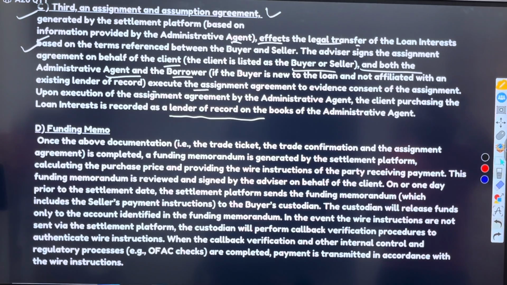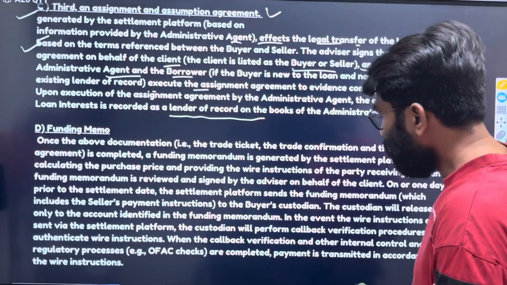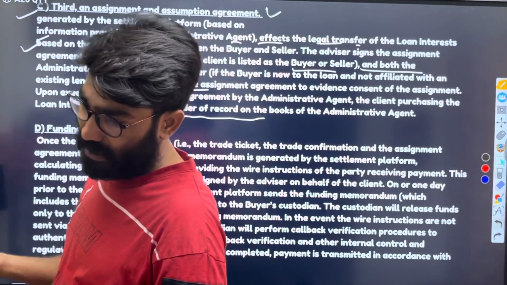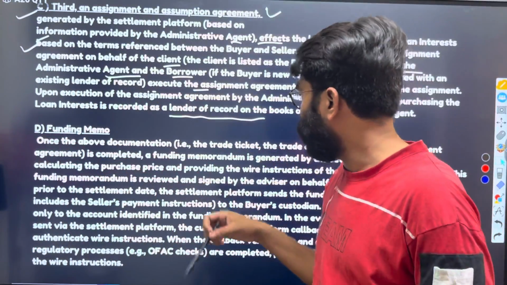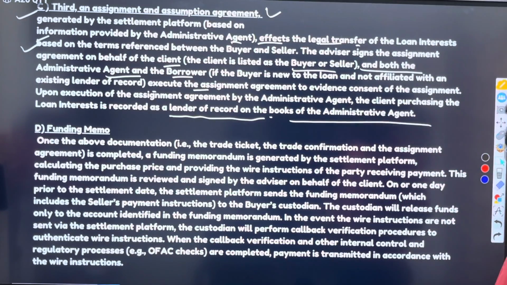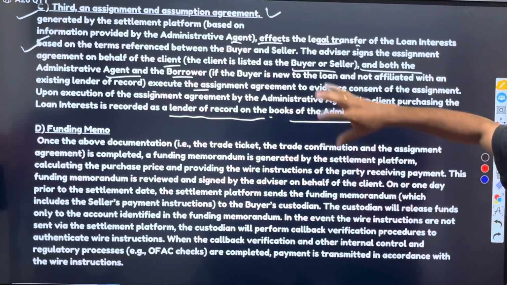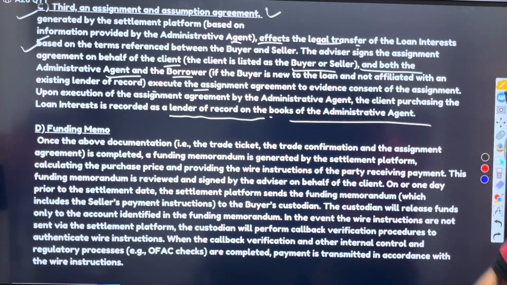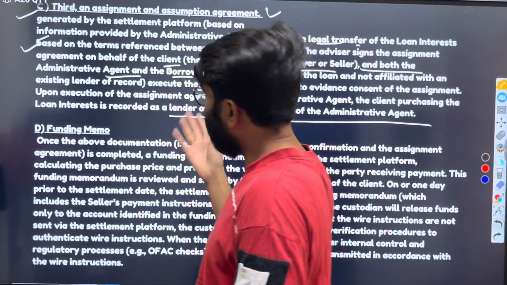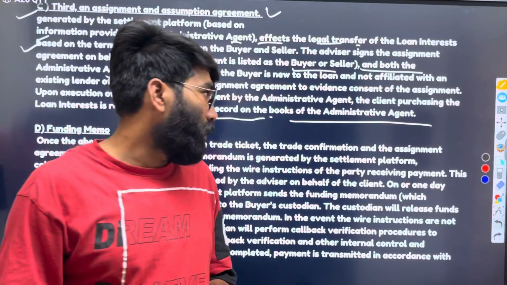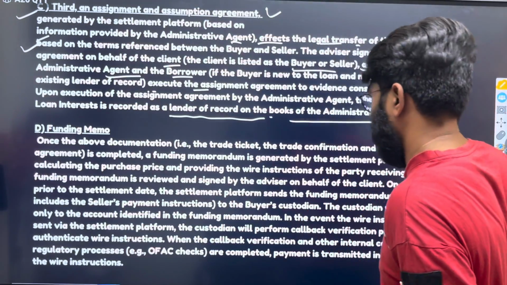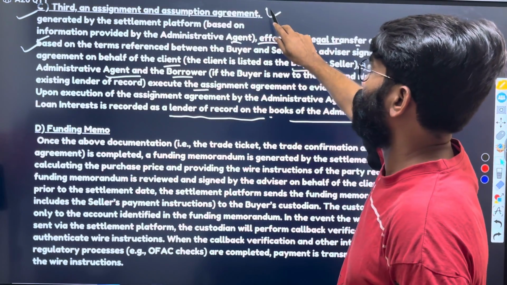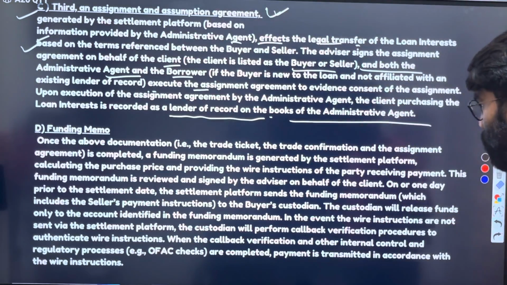So very, very important: the assignment agreement defines the lender of record and the borrower of record as well. The client purchasing the loan interest is recorded as a lender of record. If someone is lending money to you, you need to pay interest to that lender, so that needs to be recorded as well. I don't have the format of the assignment agreement at the moment, but I'll provide you the link where you can check how assignment agreements are executed between the buyer and seller. But yes, the third document is the assignment and assumption agreement, which defines the terms and conditions in detail.